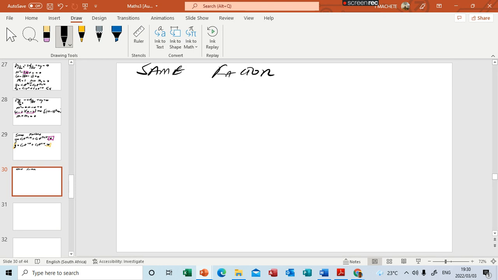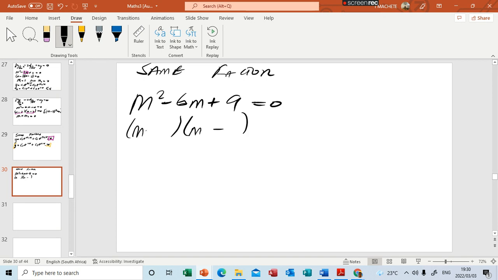So let's write it: m squared minus 6m, minus, then 9, and then you keep this equal to 0. You need to know which one is your negative and which is your positive. In this case, we put negative and negative so that this one will be positive. So here we're going to have m minus 3 and m minus 3.